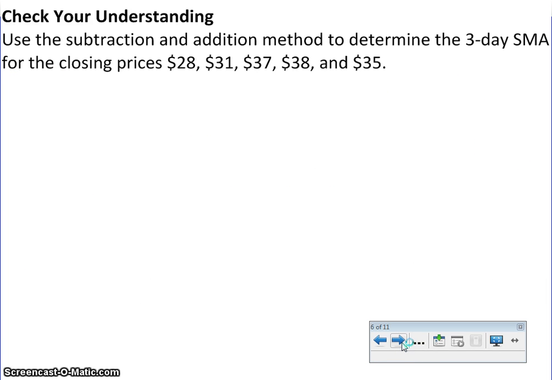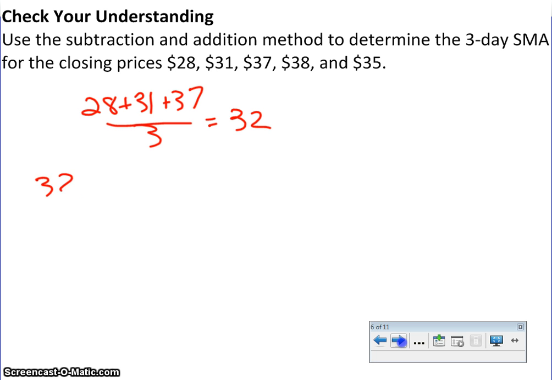Okay, go ahead, press pause, solve this. When you're ready, come back. Okay, I'm going to go ahead and go through this very quickly. Top one, you have 28 plus 31 plus 37, all divided by 3, which gave me 32. Second line, I've got 32 minus 28 over 3 plus 38 over 3, which gives me basically 10 over 3 or 3.33. So I'm at 35.33.